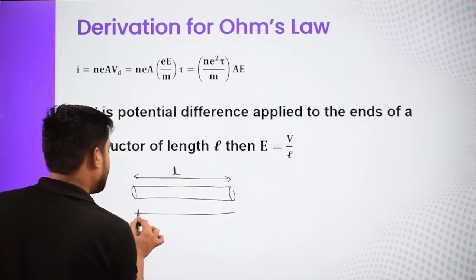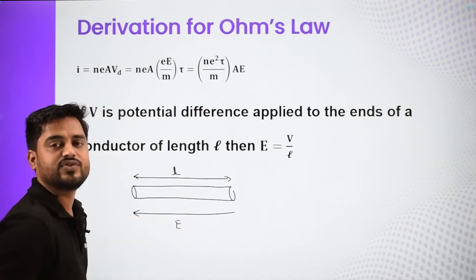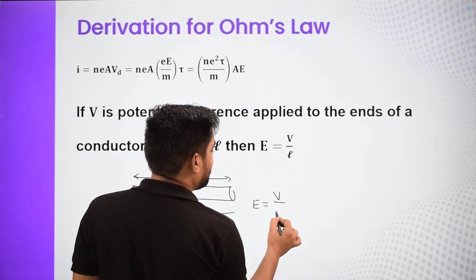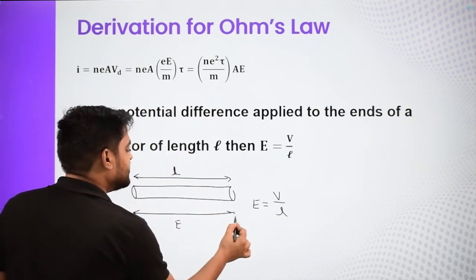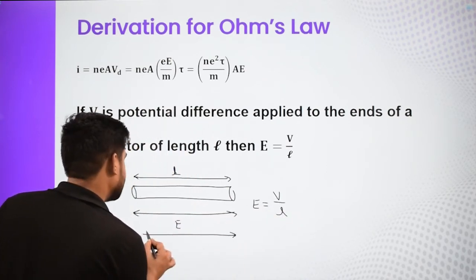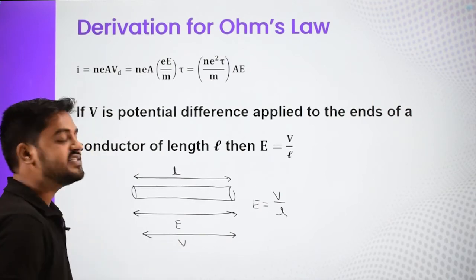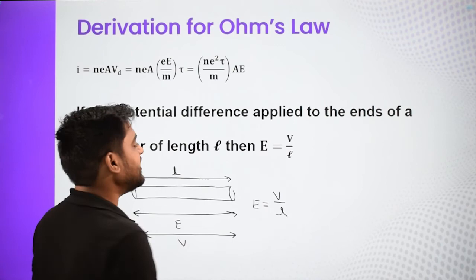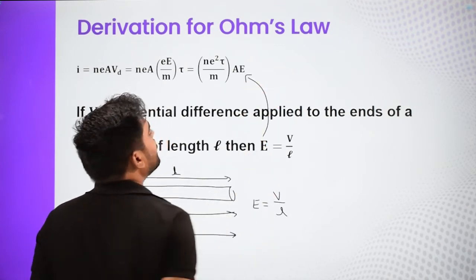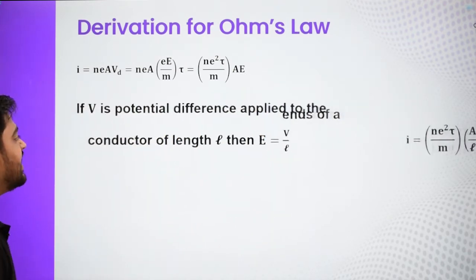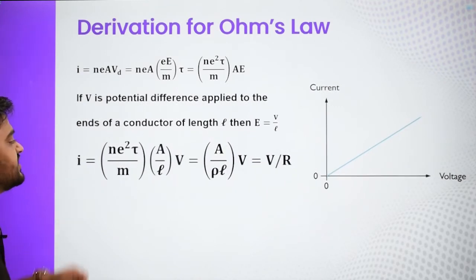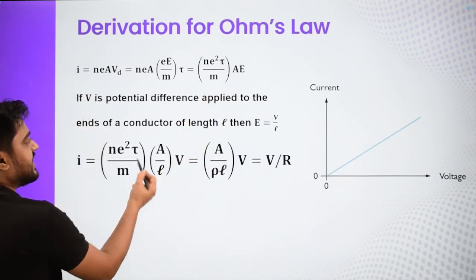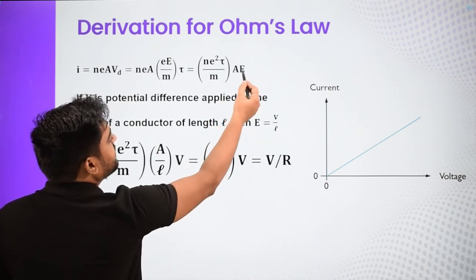If we are applying an electric field like this, and the electric field is uniform, then the electric field is the total potential difference per unit length. The potential difference across this conductor is, let it be, V. So they are related like this: E is V by L, and that is what I am going to replace from here to here. Once I put it over there, I is basically n e square tau by m. So this quantity is as it is. This is A, and E becomes V by L.